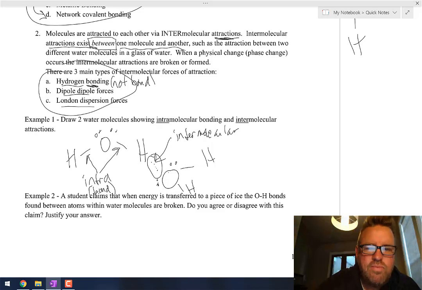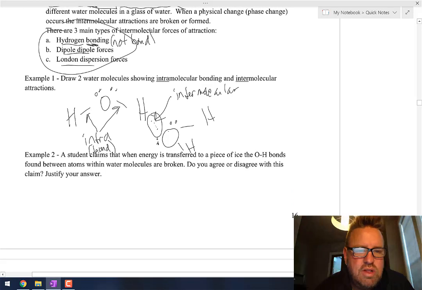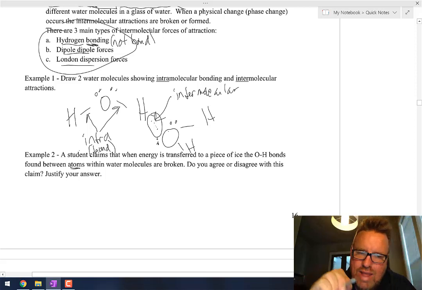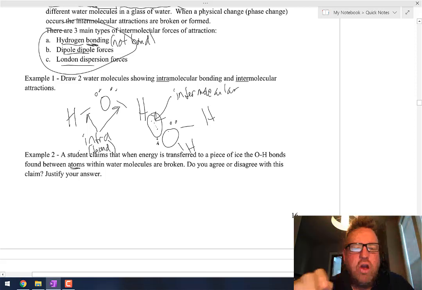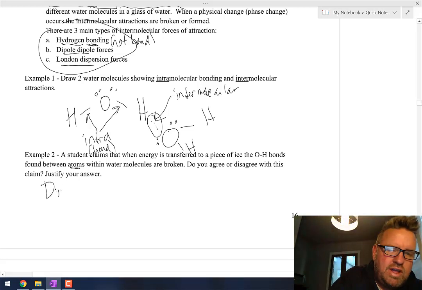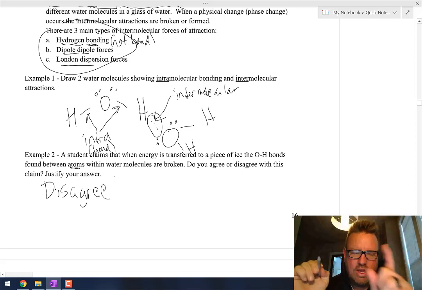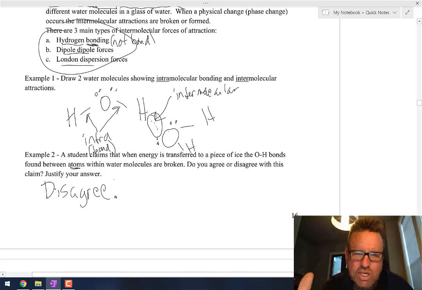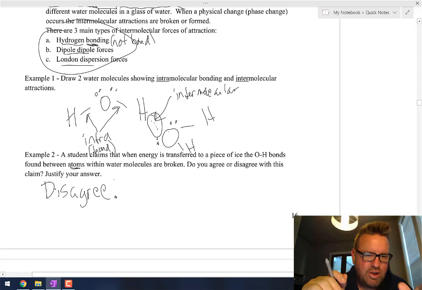Okay, so example 2 says a student claims that when energy is transferred to a piece of ice, the OH bonds found between the atoms, not between the molecules, between the atoms within the molecule, are broken. Do you agree or disagree with this claim? Justify your answer. You better disagree with that claim. And again, you don't get anything for saying disagree. Your explanation gets you a point for having the correct answer.